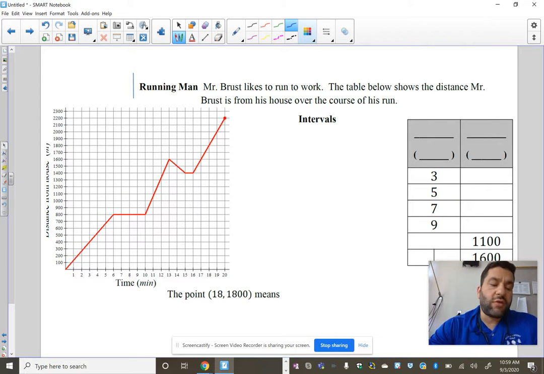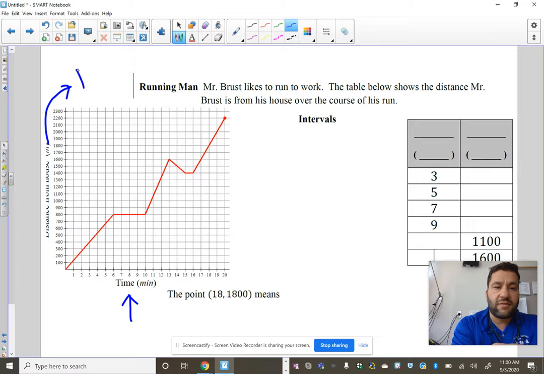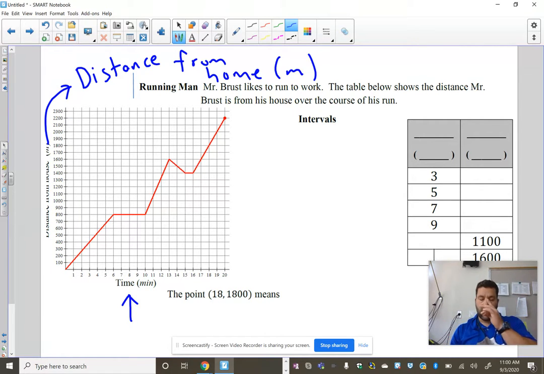So as you take a look at this graph, I know we're trained as students to try to go quick and try to find it as quick as possible, but take a look at your labels. Your x-axis is time in minutes. I know it's hard for you to see on this one, but your y-axis is distance from home, and that's in meters.